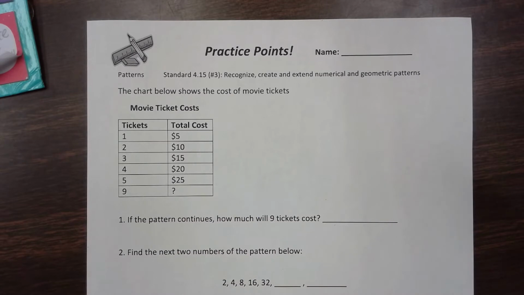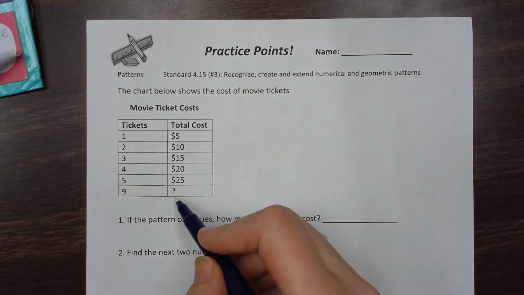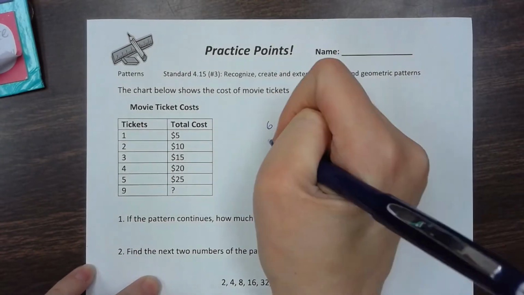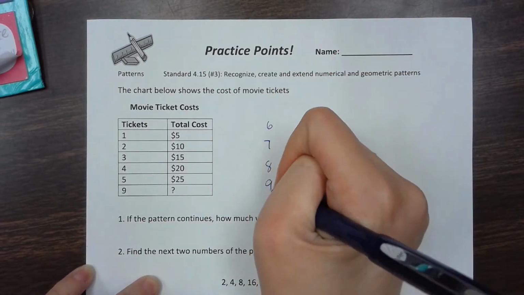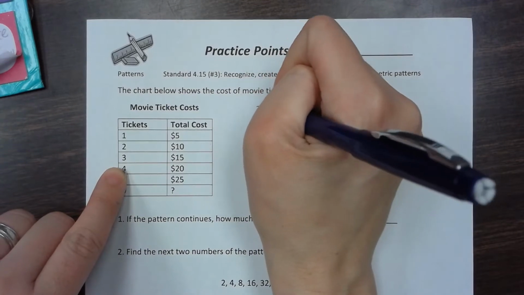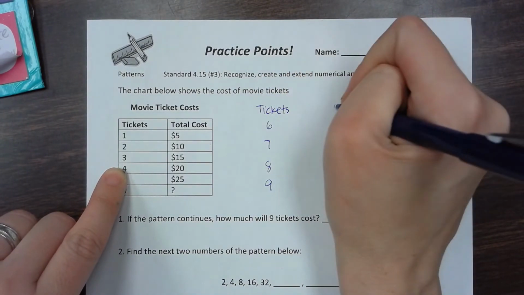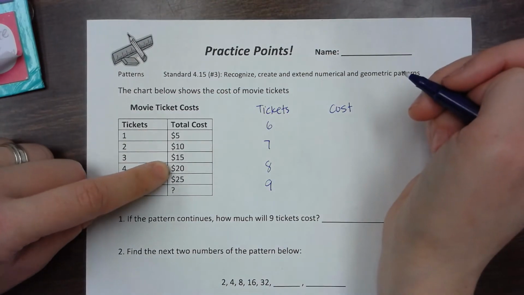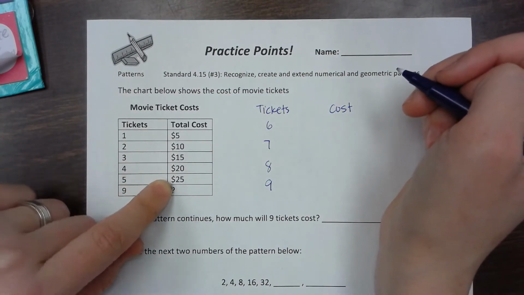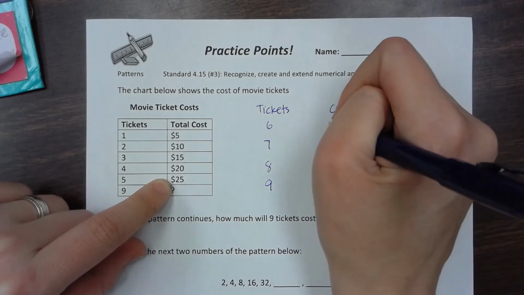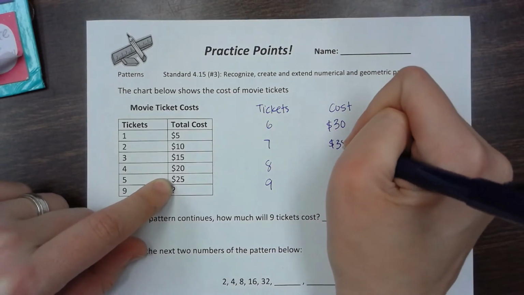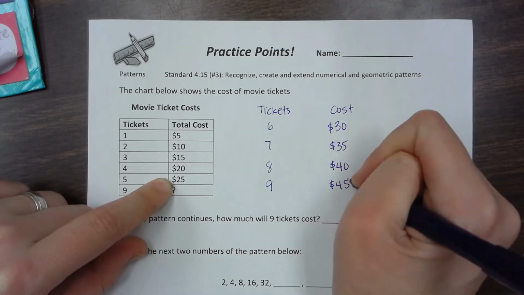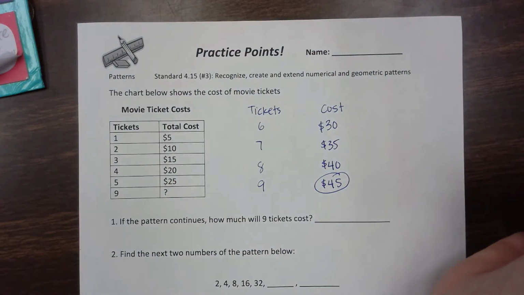Well, there's a few ways to do this. We can either just keep writing out the pattern until we get to the ninth term. If we did that, it would be like this: six, seven, eight, nine for number of tickets. And then the cost would be over here. Since we notice it's going up by five every time, the next logical amount would be 30, then 35, then 40, and then 45. So that's our answer if we do it this way.